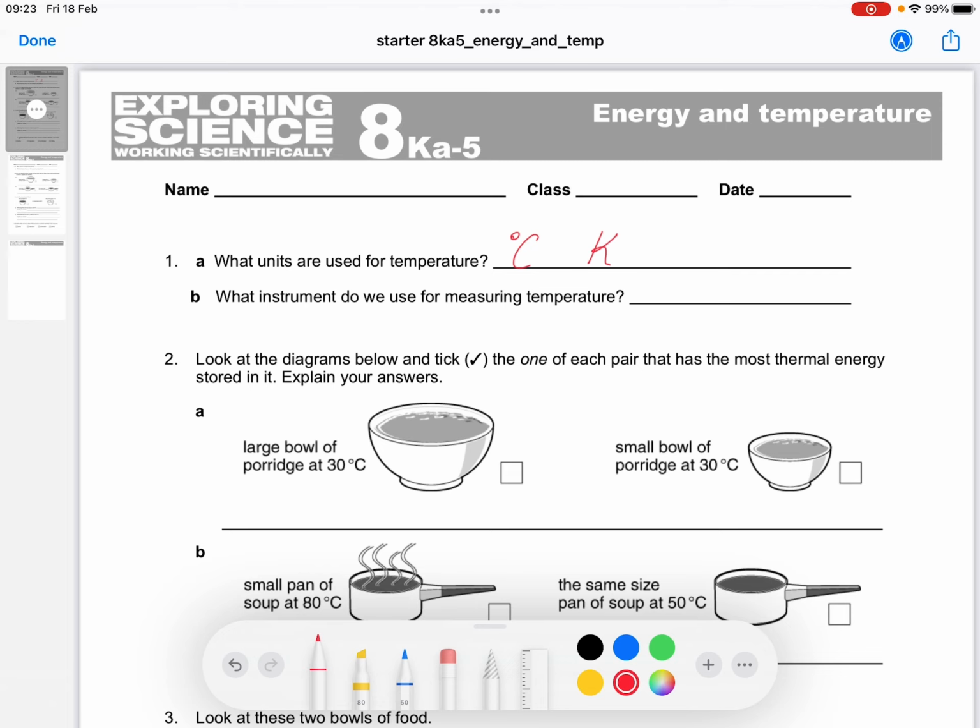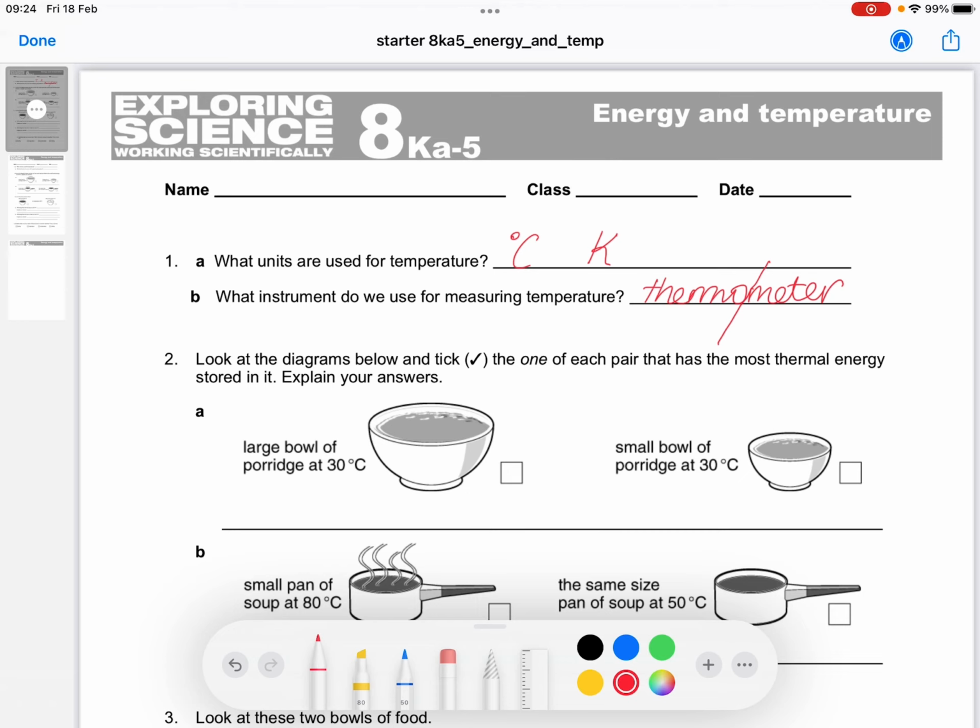I know also that Americans use Fahrenheit. I'm not writing that down because as scientists, we don't tend to use it. I know it's a unit for temperature, but we don't use it in science. So as I say, the main ones are degrees Celsius or Kelvin. What instrument do we use for measuring temperature? It is the thermometer. If you're not sure about how to spell it, it is thermometer, as in a temperature meter. That's where we get the name from.